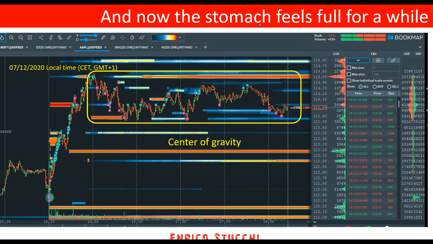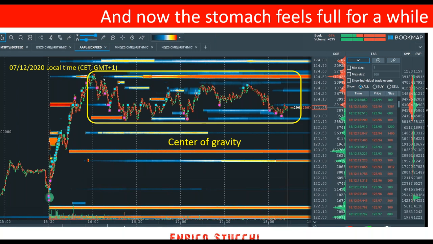Okay, now the stomach feels full for a while, and they have made their money, and the center of gravity is created here. So those are swings, very difficult to trade because you don't have a lot of liquidity. Okay, you can also trade because here we have responsive buying, responsive selling. You can see it using volumes.